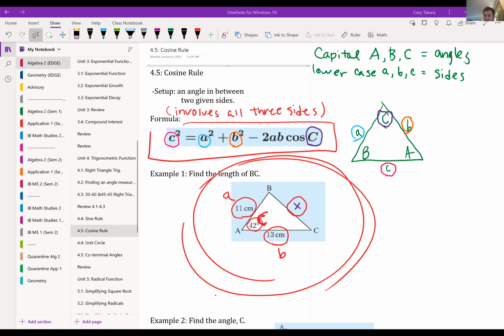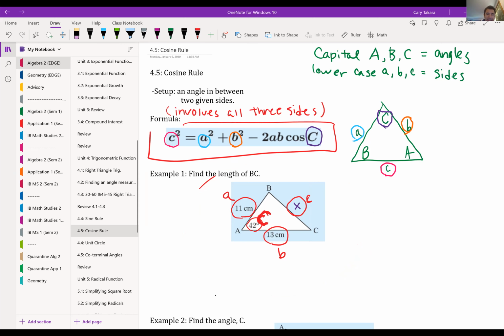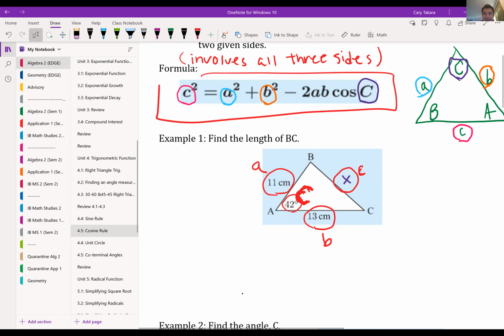And then the unknown is the little c. And then the big capital C is the angle. Again, the setup is, okay, the two sides with the focus angle in between, those are A and B. The angle in between A and B is the big capital C. And the side that we are trying to figure out right now, X, that's the little c, okay? Does that make sense? So let's plug in. This is how you set it up.